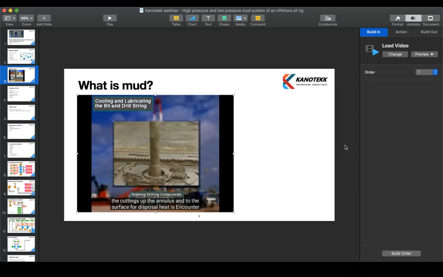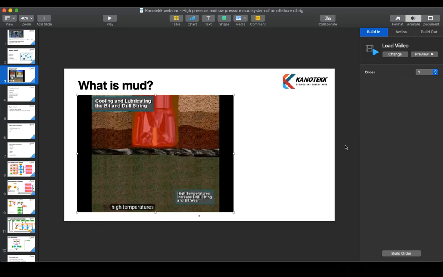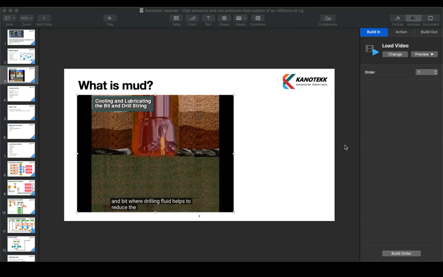Heat is encountered downhole. Deep formations can be very hot, and friction from rotating drilling components generates a lot of heat. High temperatures increase drill string and bit width. Drilling fluid helps to reduce the temperature in the drill string downhole while drilling. In addition, drilling fluid provides lubrication to the drill string and bit that also helps prevent wear.